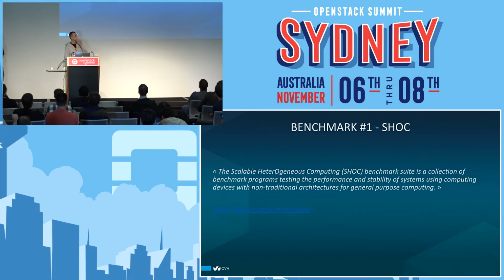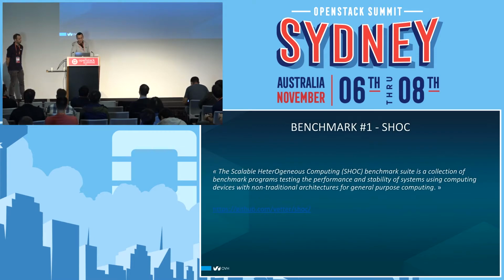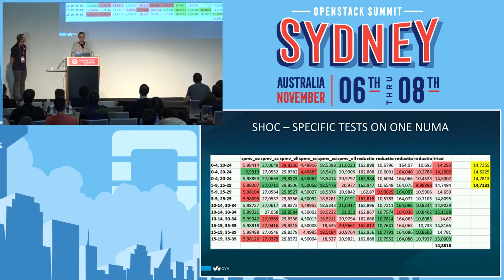So first of all, I took one of the open source benchmark packages. It's available on GitHub, and it does some math. It's for non-traditional architectures, and it spawns dozens of tests on your GPU. As we can expect, many of them show no difference in how you pin your hypervisor process to your core, so which NUMA node you are using. Several tests show some patterns, but not necessarily for a host with one NUMA node.